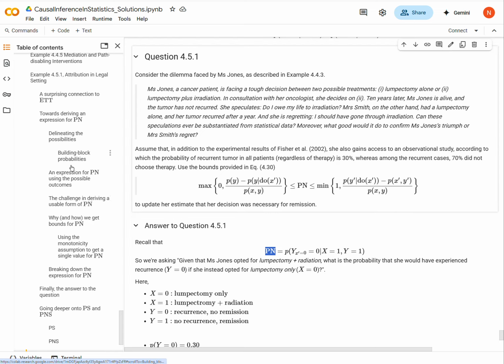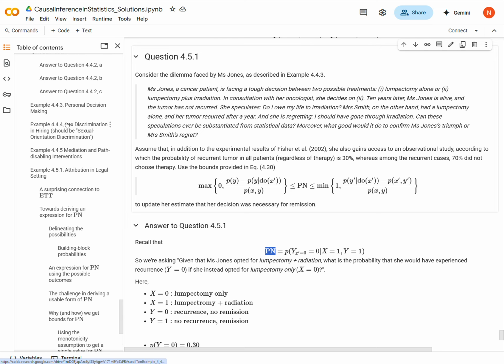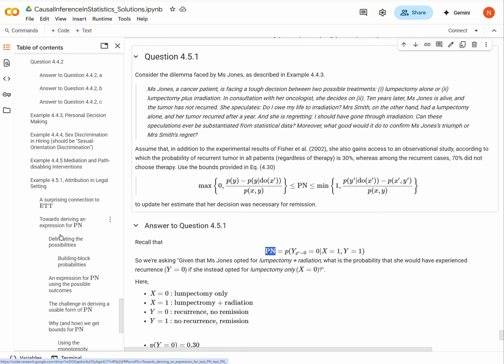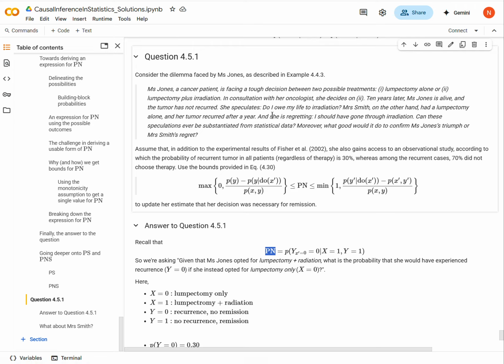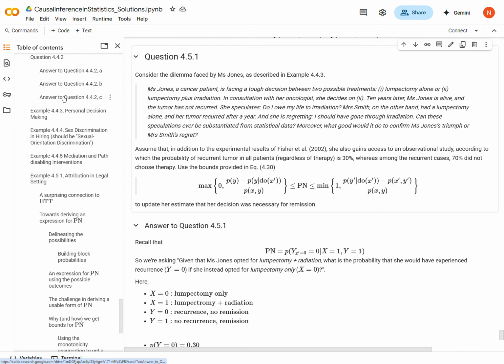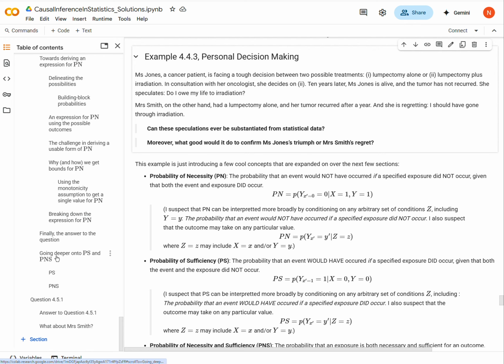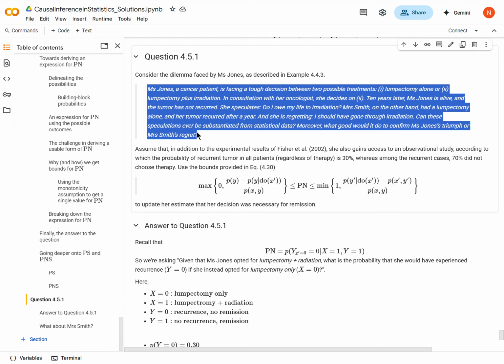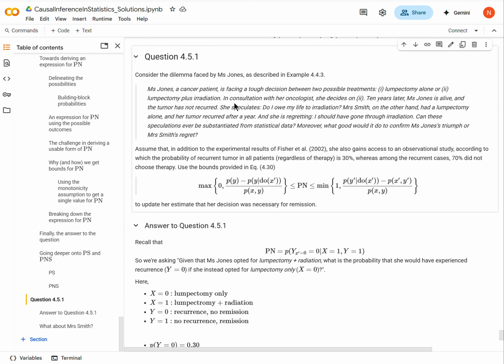Most of the previous videos have been just examples that are in the book, and I've tried to add a little bit of context compared to what the book walks you through. But now we are actually confronted with a question that we have to figure out. Here we are going back to example 4.4.3, which we did a video on way up here. I've just copy pasted the setup, so let's go back over that setup.